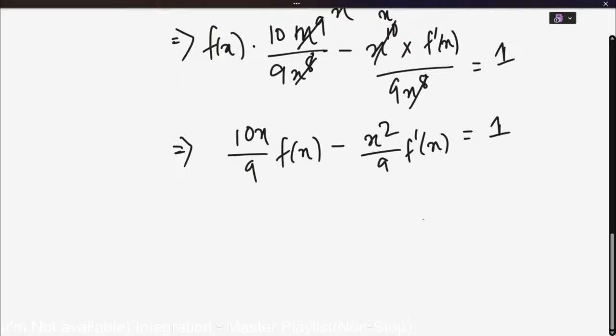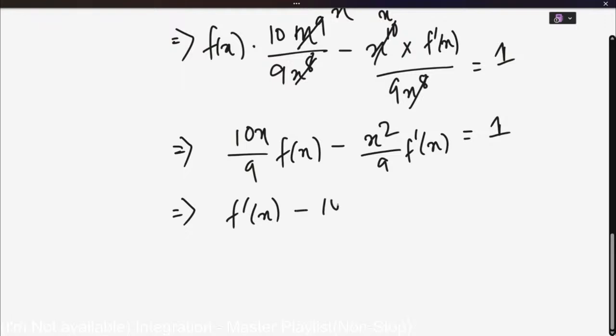Okay, now we want to make the leading coefficient of f dash x as 1, so that we have it in a linear differential equation format, because you can see it's a linear differential equation and we would need an integrating factor to easily solve it. So we multiply both sides by minus 9 by x square, the reciprocal of this basically, so that it becomes 1. So obviously that coefficient of f dash x becomes 1.